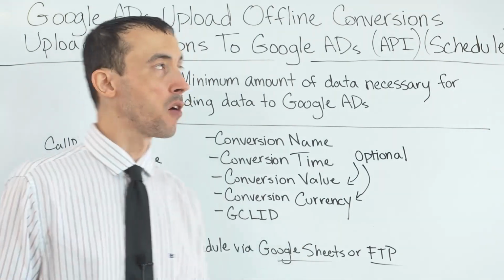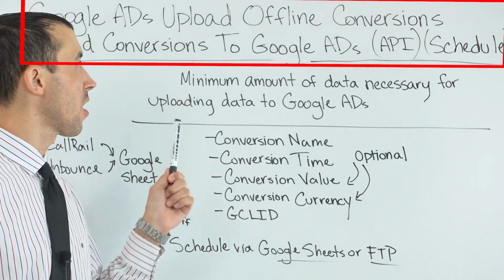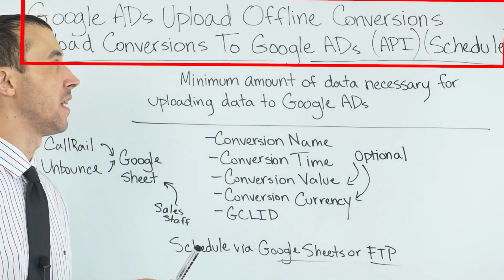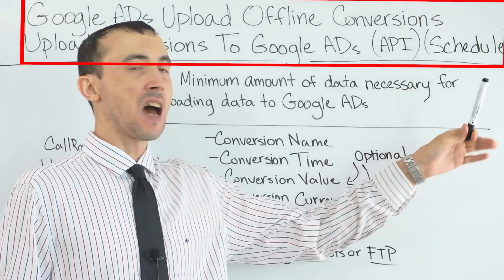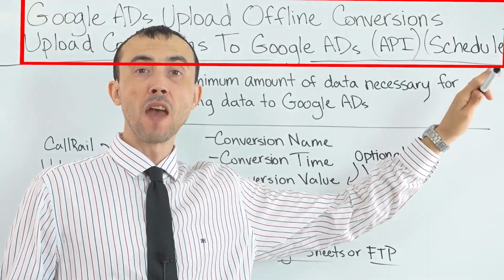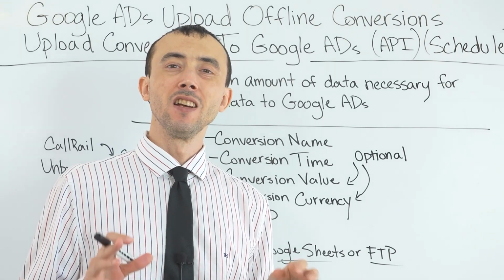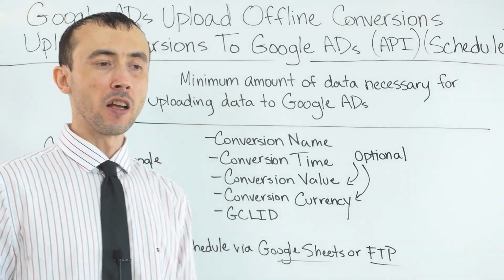In this video, we're going to talk about Google Ads offline conversions and how to upload conversions to Google Ads using the API, scheduling an upload, or manually uploading, depending on what you would prefer, to get sales that are occurring not through your website.